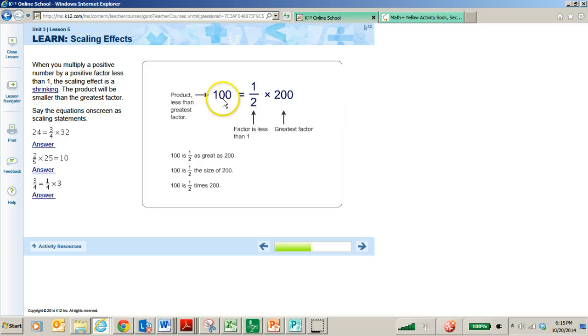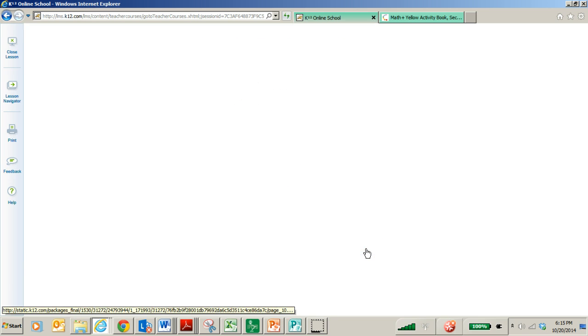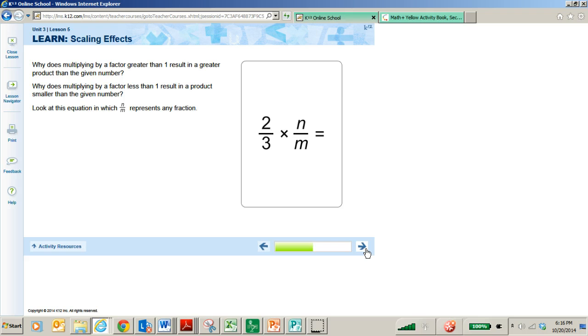So as you can see here, it says this factor is less than 1 because it's only a fraction. So when we multiply by something that's greater, this is a bigger number, the product is going to be less than this number because we're only taking half of it. If we were to multiply by an improper fraction, the result would have been a lot different.